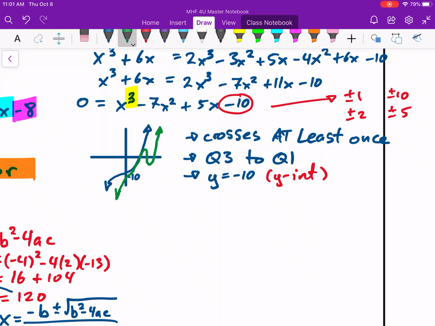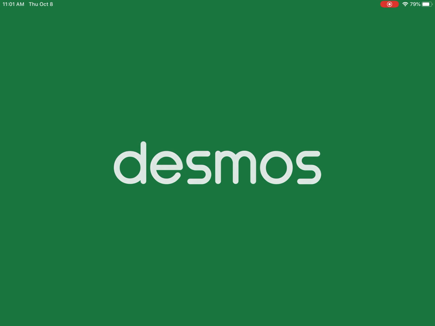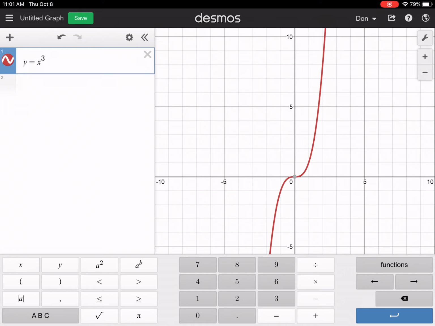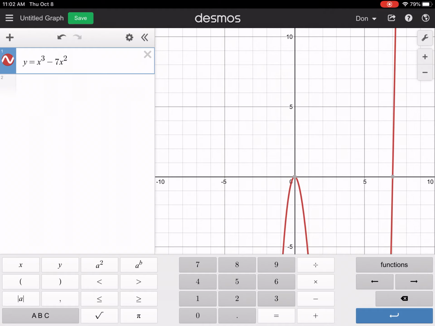Anyway, all that we can't really tell with the information we have, so we're going to have to go to Desmos in this situation. Y equals x cubed minus 7x squared plus 5x minus 10.